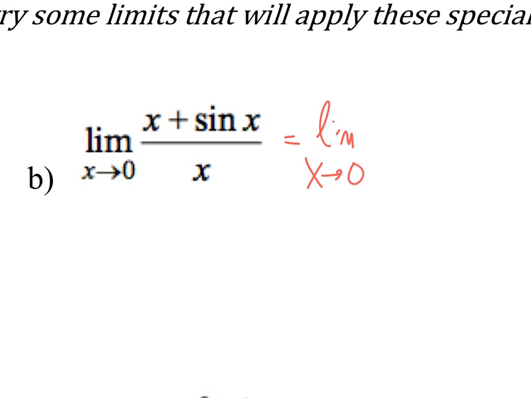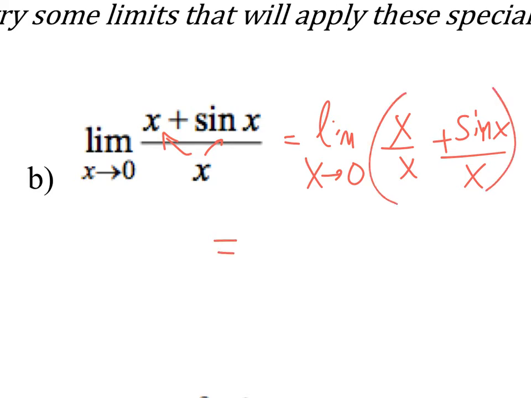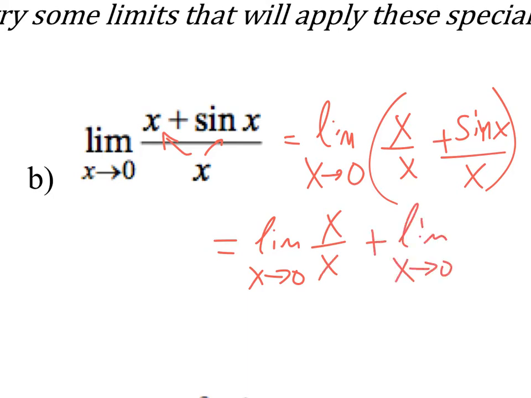So we're going to split this into two fractions by dividing both of these terms by x. So we have x divided by x plus sine of x divided by x. So this limit of these two things is the same as the limit as x goes to 0 of x over x plus the limit as x goes to 0 of sine x over x.